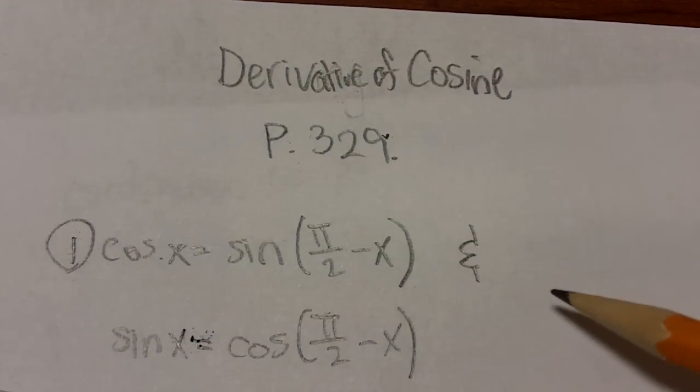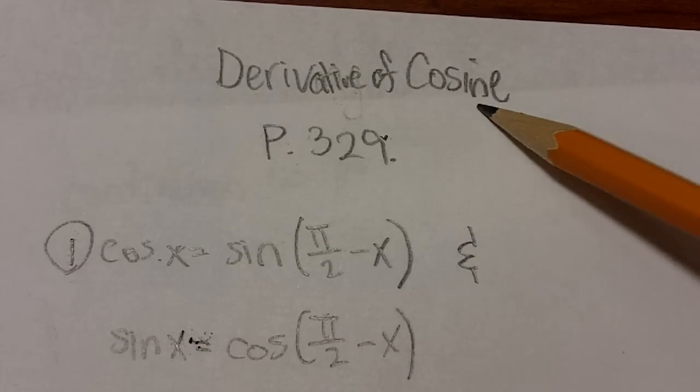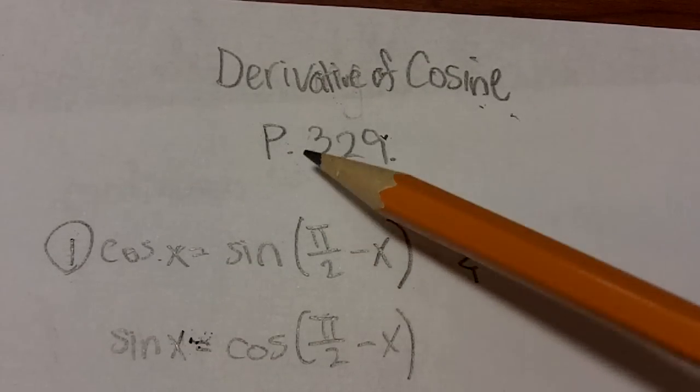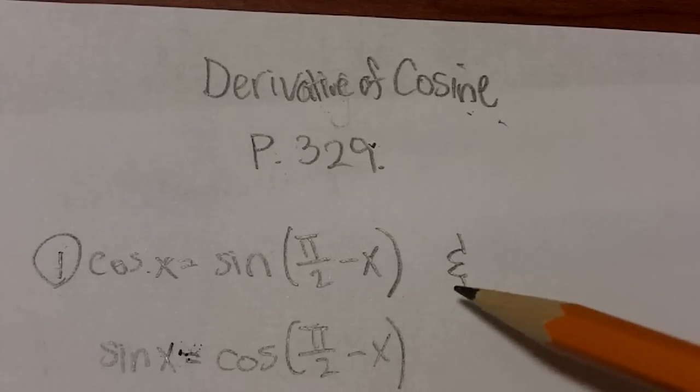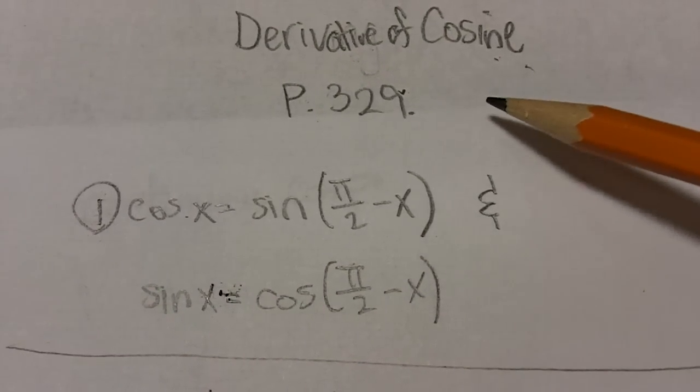This is a recording of the derivative of cosine, basically how to find the derivative of this function. It is on page 329 of your textbook. To start, note the two properties.